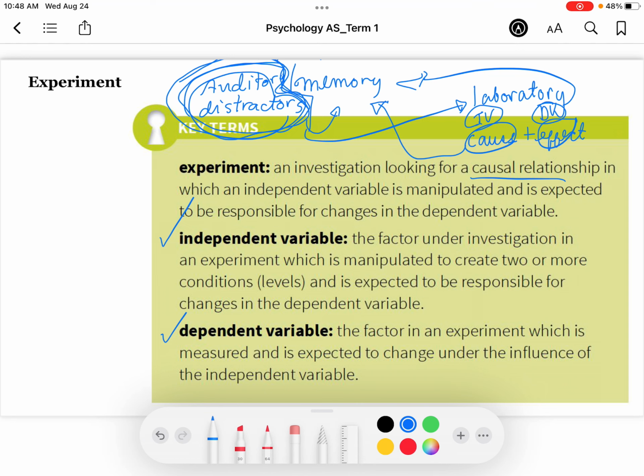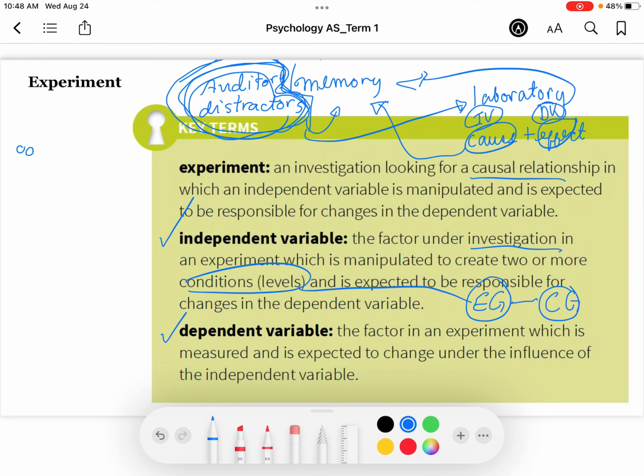But let me read through the descriptions of IV and DV. So IV, or independent variable, is the factor under investigation in an experiment which is manipulated to create two or more conditions. These two or more conditions is what we call the experiment group, the one that's messed up a little bit just to see if there's a change in behavior or mental process. And the other one would be the control group, the one that we didn't mess up, so that we can compare the scores of the experimental group to the control group.